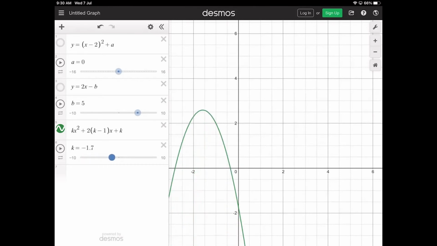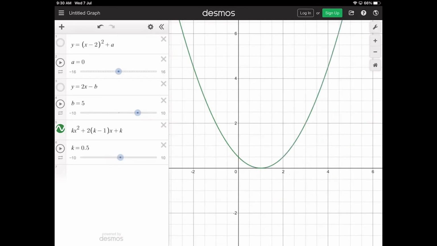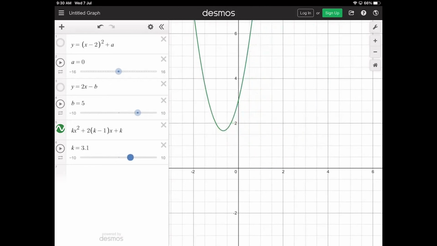Right, let's go back to our k equal to a half. Here we had one solution, which we worked out algebraically. Now let's see what happens when we take values greater than a half. You can see that the parabola moves away. At some point it starts decreasing the amount that it moves away, but you can clearly see we have no solutions when k is greater than a half.